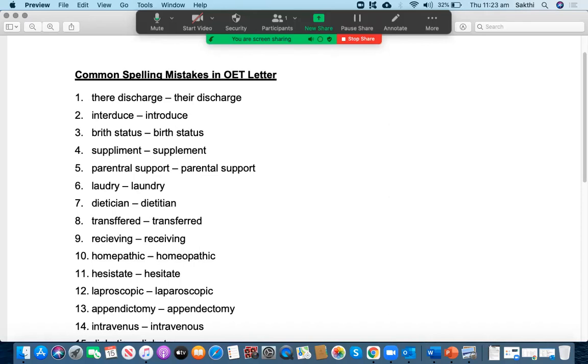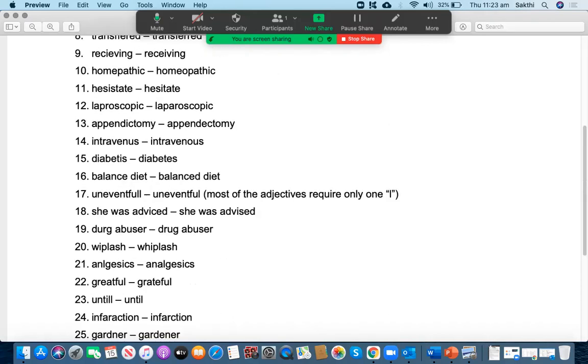The next one is hesitate. So it's not "hesitate" the wrong way, it is actually hesitate. So this one must be hesitate. Hesitate is the correct answer. HESITATE. The next one is laparoscopic. The way we pronounce it sounds like it doesn't have any A after P or before R. But the way we have to write it down is laparoscopic. LAPAROSCOPIC. This is the correct answer. This is the correct spelling.